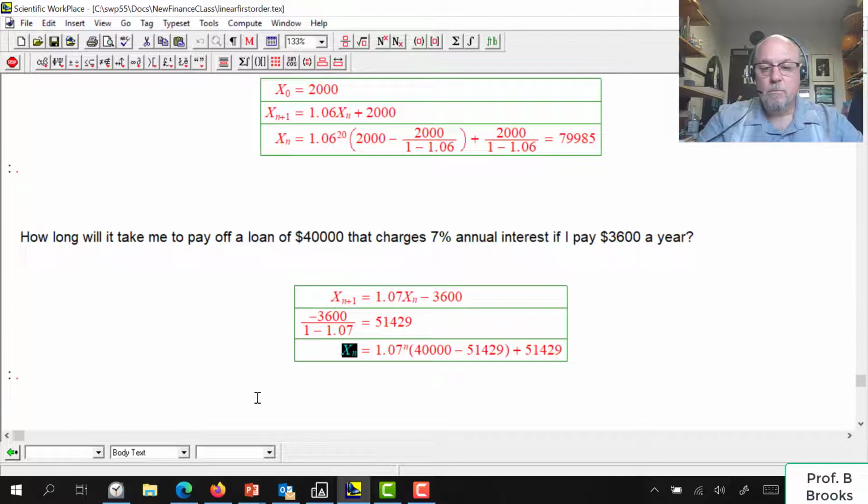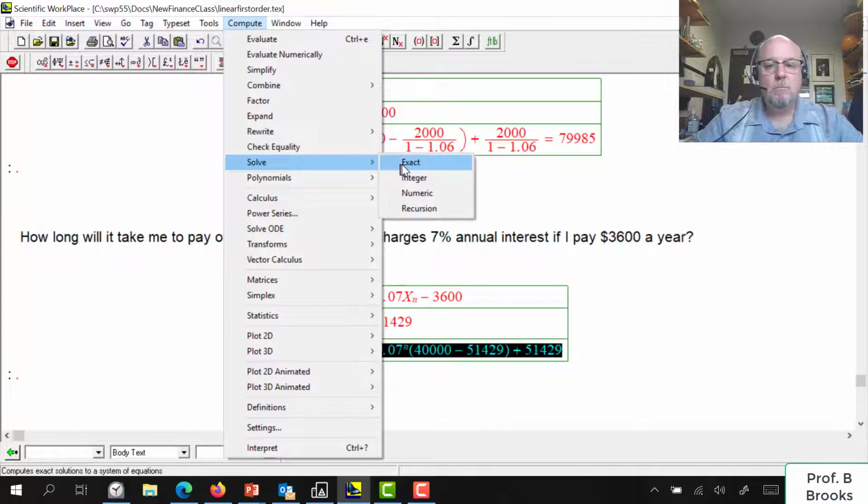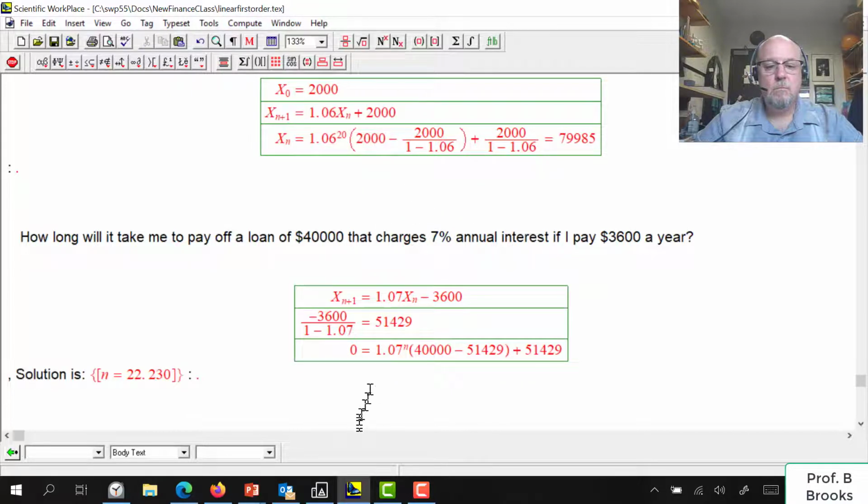So, see, now I got to think about what I mean by N. So I'm going to set that equal to 0, and then solve for N. So I'm going to solve this numerically. It's going to take 23 payments to pay that off, more than 22 payments.